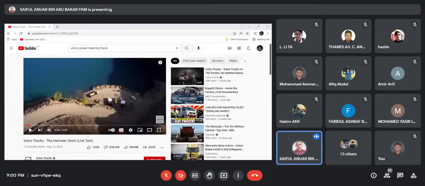Okay, this is an example of a speed-sensitive steering system made by Volvo. I think the supplier is Bosch.